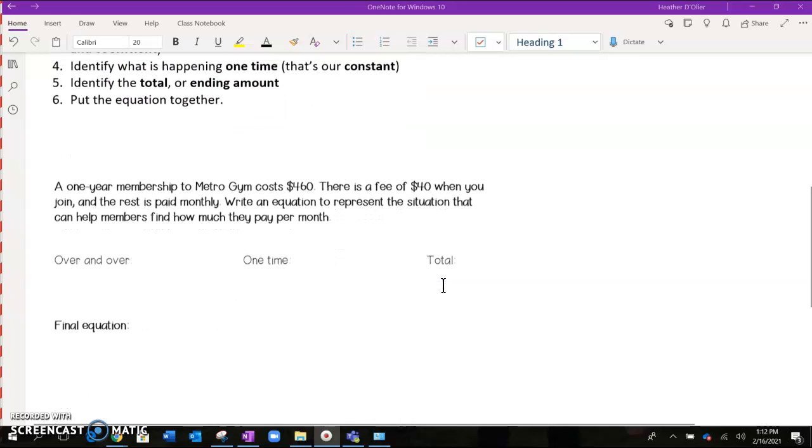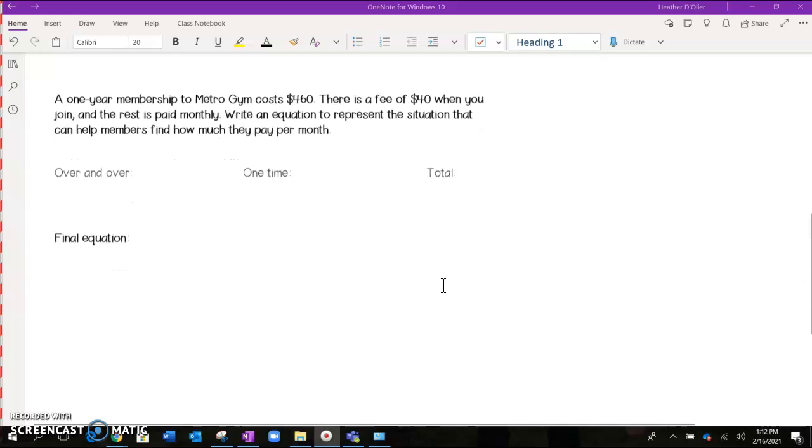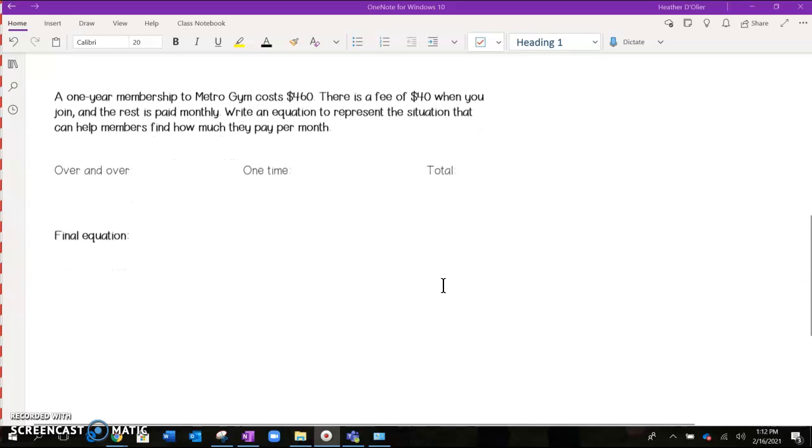All right? So I have this word problem. I'm going to read it first, then I'm going to annotate, and I'm going to start breaking it down. It says a one-year membership to Metro Gym costs $460. There's a fee of $40 when you join, and the rest is paid monthly. Write an equation to represent the situation that can help members find how much they pay per month.